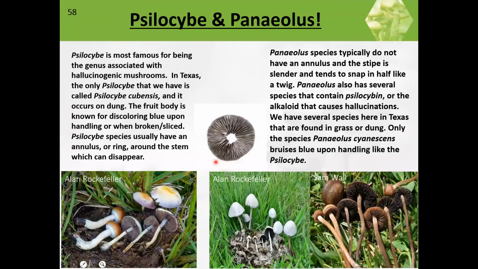Okay, so Panaeolus is a genus that typically does not have an annulus. They don't bruise blue, for the most part. And the stipe is slender and tends to snap in half like a twig. That's a really good characteristic to check for in Panaeolus. You want to take the stem and just break it like a small little twig. So Panaeolus also has several species that contain psilocybin, the alkaloid that causes hallucinations. The only species that bruises blue is Panaeolus cyanescens, and that's found growing on dung as well.